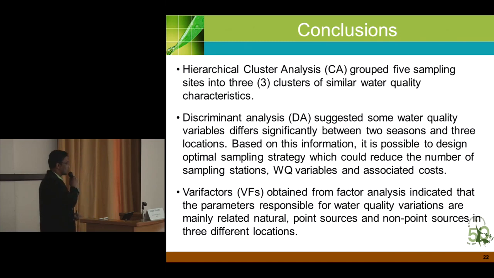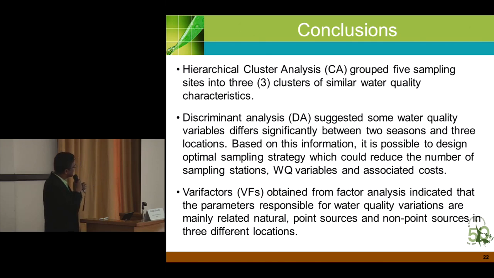Okay, so this is the last slide. What I would like to conclude is that, based on the analysis of the 17 water quality variables for the 15 years, the cluster analysis grouped the 5 sampling points into 3 clusters. So probably we can choose only one station from each of the 3 locations. So the number of sampling sites can be reduced from 5 to 3.